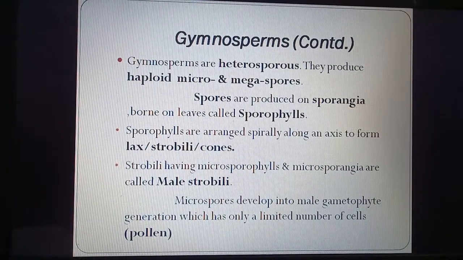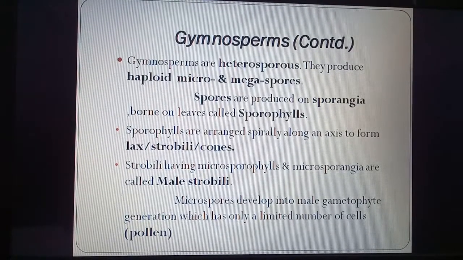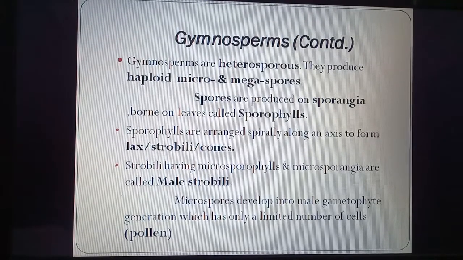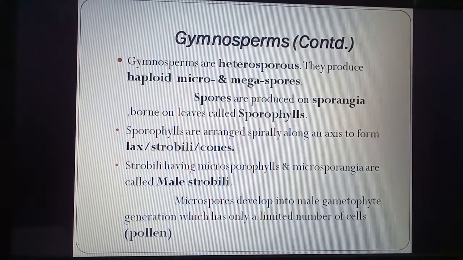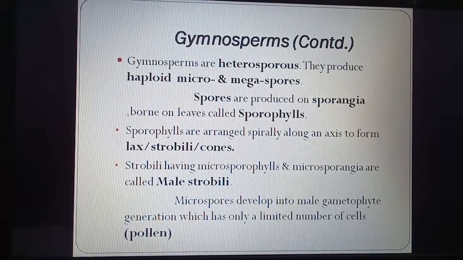The spores are produced on sporangia. So spores are produced in bag-like structures called sporangia. These bags are found on special leaves. The leaves which have sporangia are called sporophylls. Phyll means leaf. The sporophylls, those leaves which have sporangia, are arranged spirally around an axis. So they form a group and it is called strobili, or commonly we call them cones.